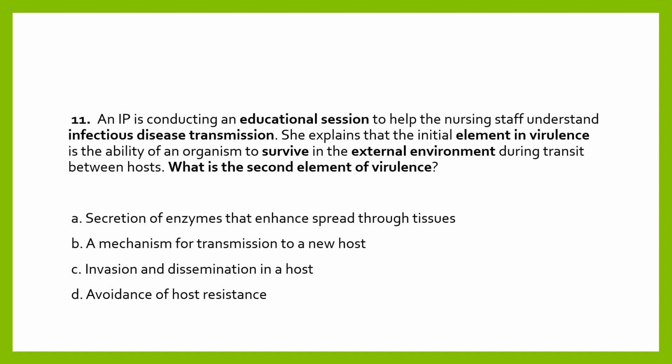Question 11. An IP is conducting an educational session to help the nursing staff understand infectious disease transmission. She explains that the initial element in virulence is the ability of an organism to survive in the external environment during transit between hosts. What is the second element of virulence? A. Secretion of enzymes that enhance spread through tissues. B. A mechanism of transmission to a new host. C. Invasion and dissemination in a host. Or D. Avoidance of the host resistance.